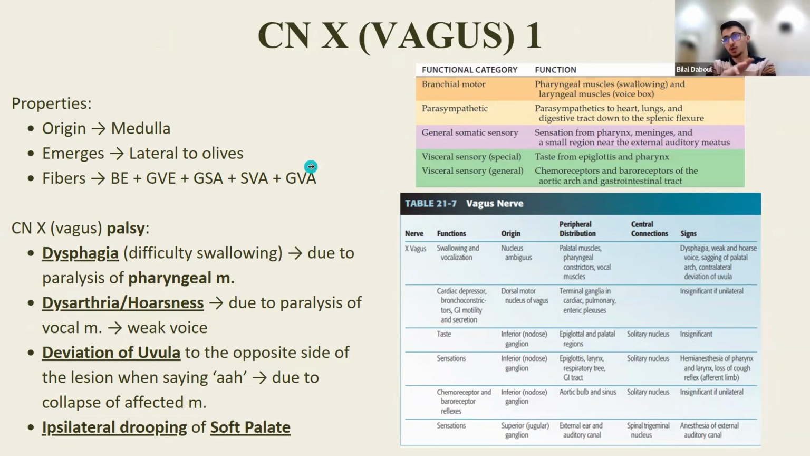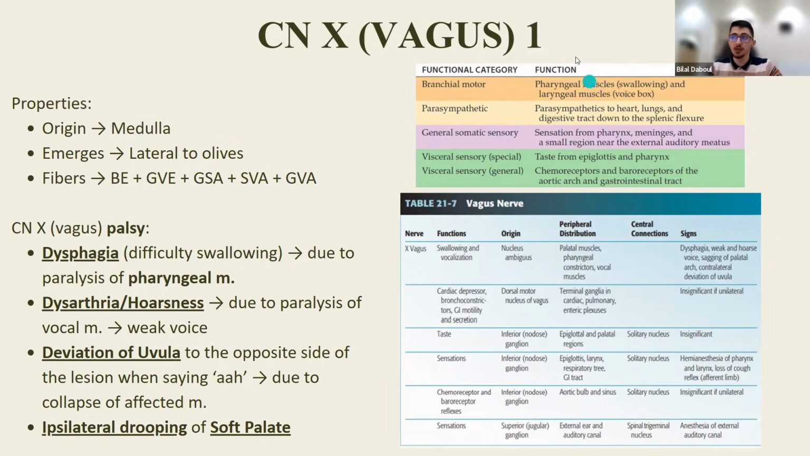Again, we're talking about the thoraco-abdominal viscera up to 2/3 of the transverse colon. It originates from the medulla, lateral to the olives, below the glossopharyngeal. Fibers include BE, branchial efferents, or branchiomotor fibers, or special visceral efferents. And it's the major nerve that mediates swallowing. So if I have a vagal nerve lesion, I would expect swallowing defects or dysphagia, difficulty swallowing.